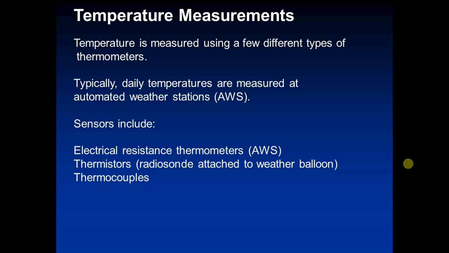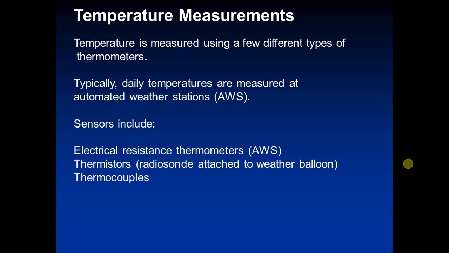And these electrical resistance thermometers are what are often found at the automated weather stations. Your car thermometer may use an electrical resistance thermometer, as may a digital thermometer at home. Thermistors are another type of electrical thermometer.